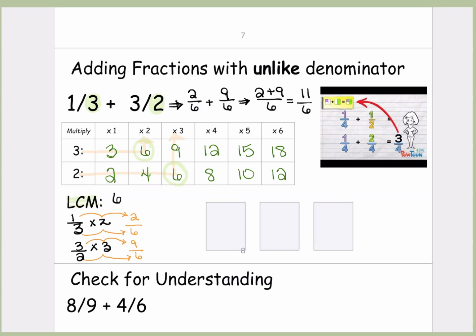Now, one thing we need to do is we need to make sure that we simplify, and an easy way to show that is putting it on a model. So here we need 6 pieces for each of our wholes. And out of the 6 needed for each one, we are going to add 11 pieces in to see how many wholes that we can get.